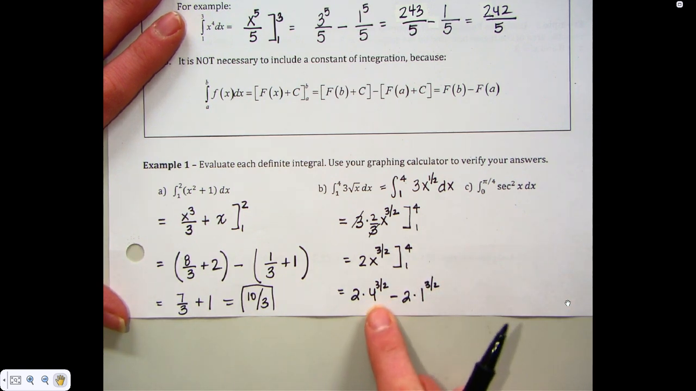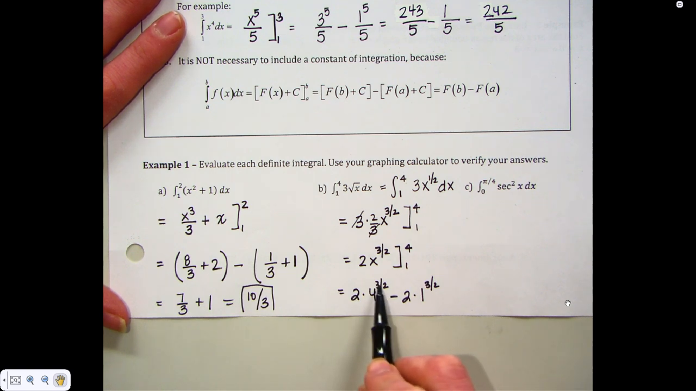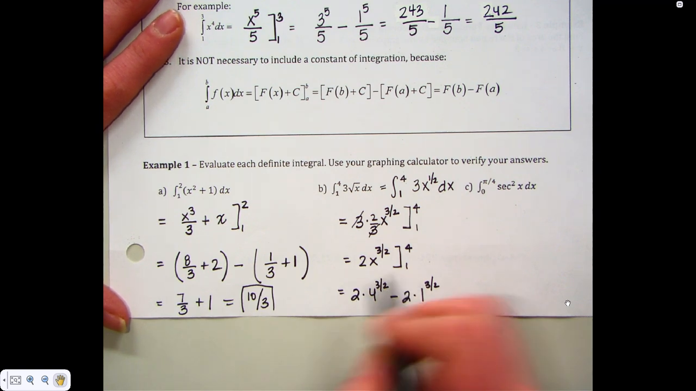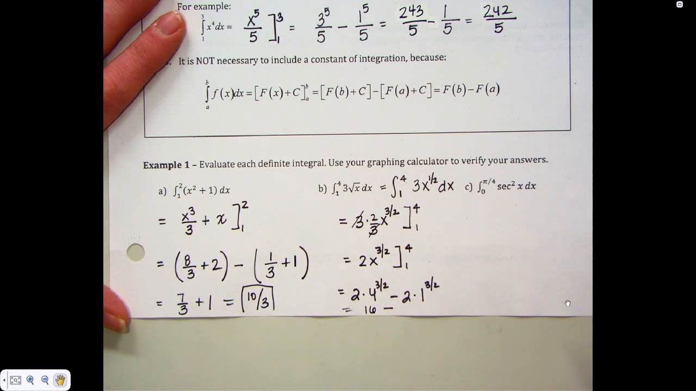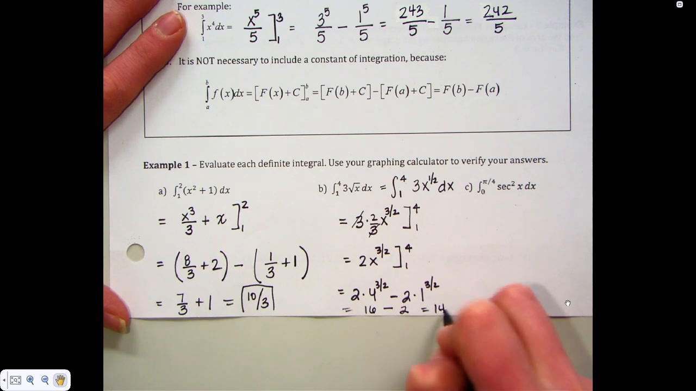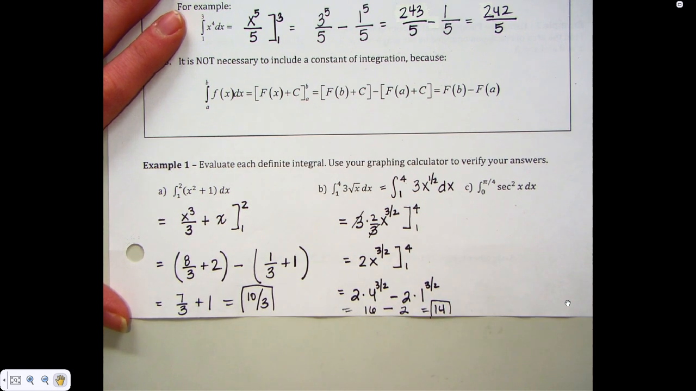Quick trick, right? You don't have to cube it first and then take the square root. You can take the square root first. 4 to the 1/2 is 2, and then 2 cubed is 8. So 2 times 8 gives me 16. And this one's easier, 1, right? So 16 minus 2, I should be getting a 14. And I'll let you take a minute to put it in your calculator and you can try it out.